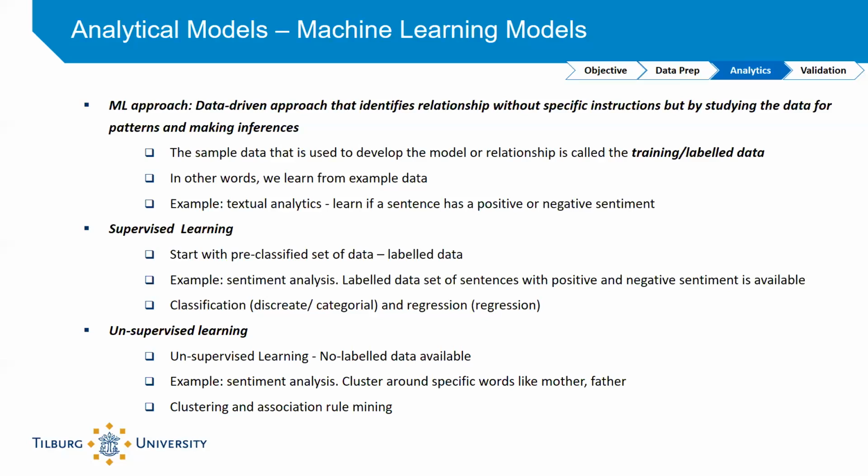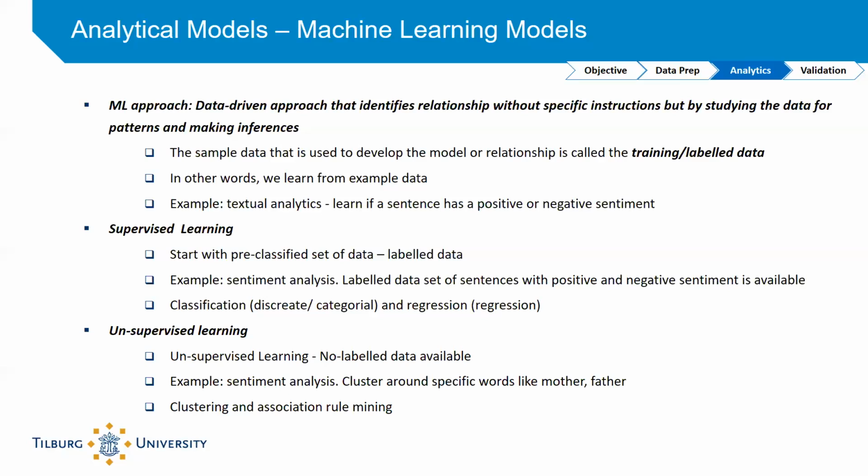If you do not have the privilege of a labeled data set, then you have to depend on another group of machine learning techniques referred to as unsupervised learning. In this case, we allow the data to even define what the outcome variables will look like. We do not even know that there are positive and negative sentiments. We just have a set of sentences, and we try to group them into different categories.